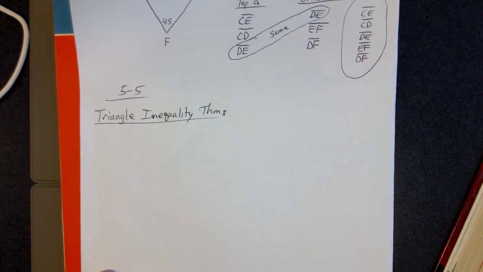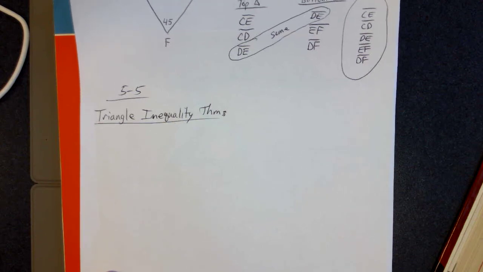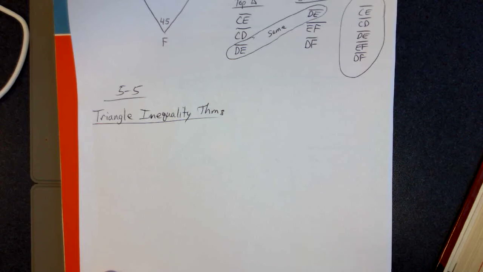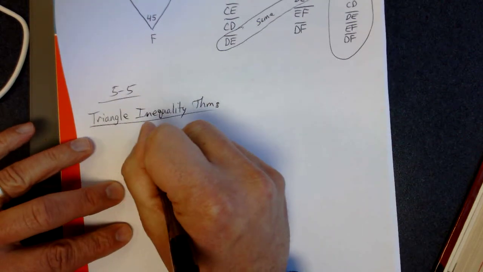And once again, what I'm going to do with this, I'm going to read through the words and then we'll draw a picture of it. Theorem 5.11 is what this one is called. It's the triangle inequality theorem, theorem 5.11. It says the sum of the lengths of any two sides of a triangle must be greater than the length of the third side. So if we add any two sides of a triangle together, they have to be bigger than the third side. So let's draw a triangle.